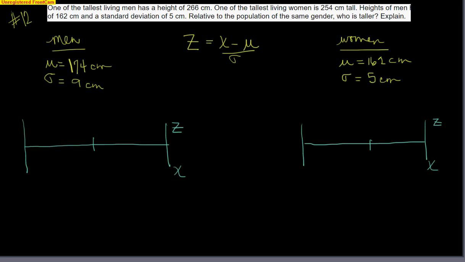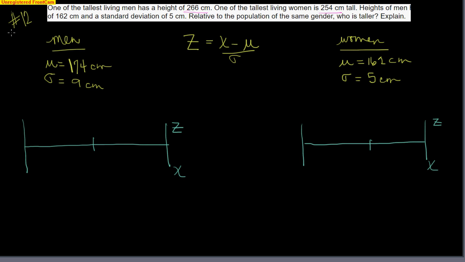All right, hi everyone. This is homework problem number 12 from homework number 7. And again, part of the problem got cut off, but basically what we're told here is that one of the tallest men living has a height of 266, and the tallest woman is 254 centimeters tall.